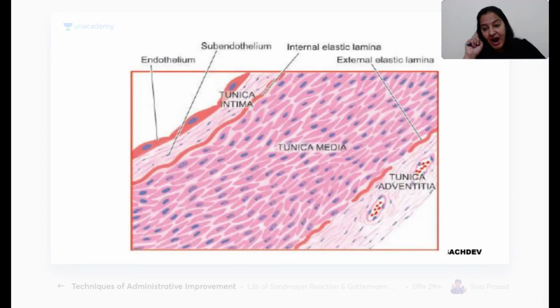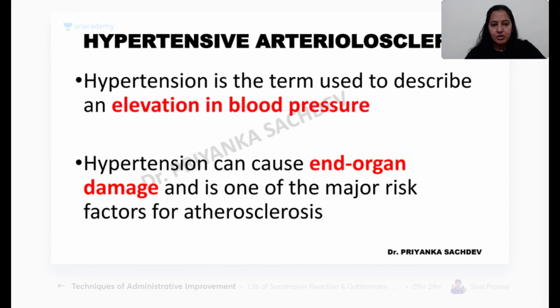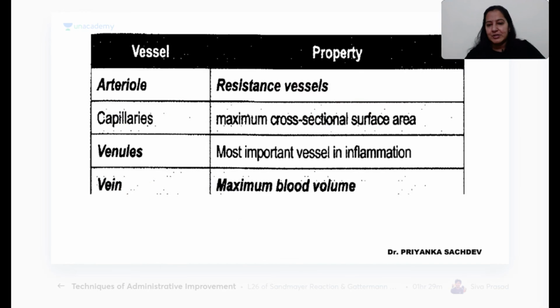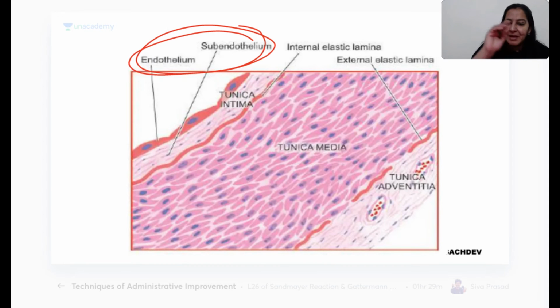I would like to tell you the structure of an artery. After that, I will start with the first topic, that is hypertensive arteriosclerosis. Very, very important. So the structure of the artery, we all know blood vessels, the arteries, veins and capillaries, they have 3 layers, intima, media and externa. So the detailed structure is shown here.